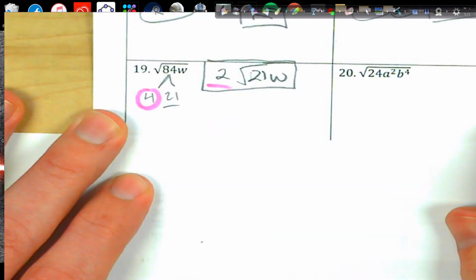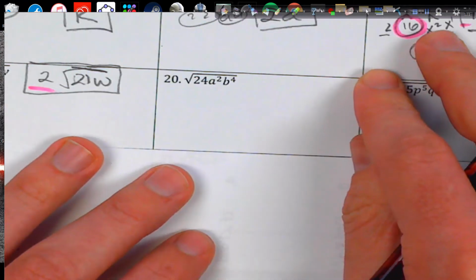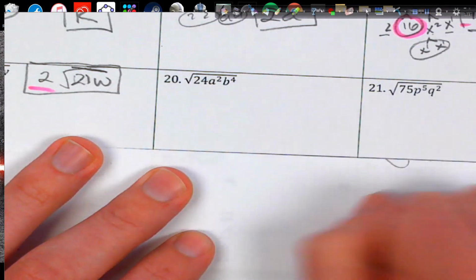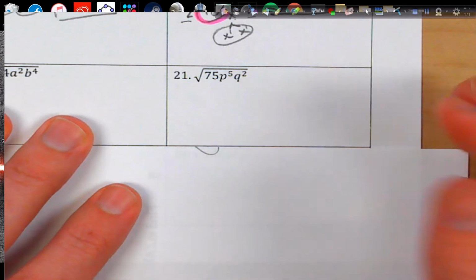Okay. So that w is underneath the square root there. Sorry if that was kind of confusing to see. We did that one in class, so if you weren't there, bummer. Moving on, making life fast here.